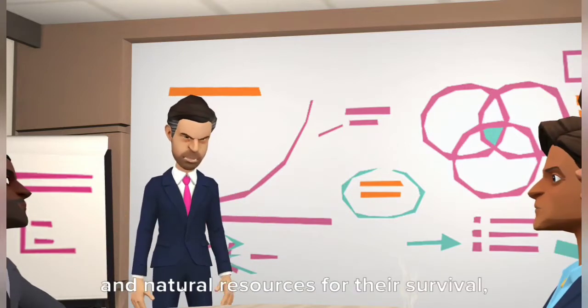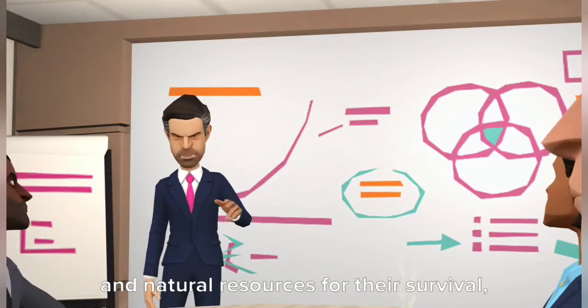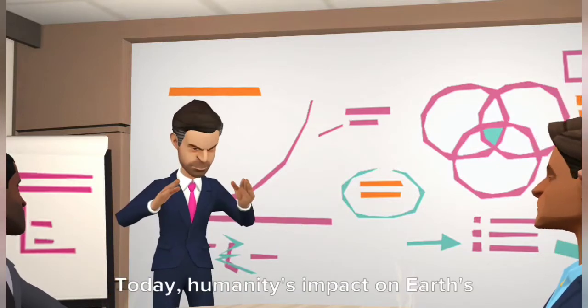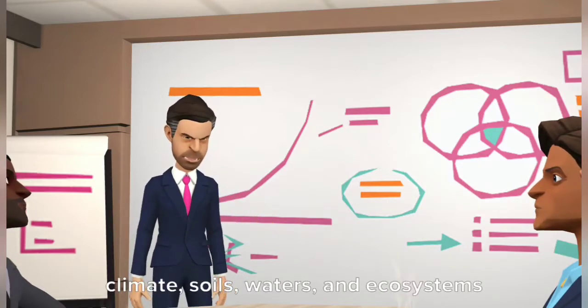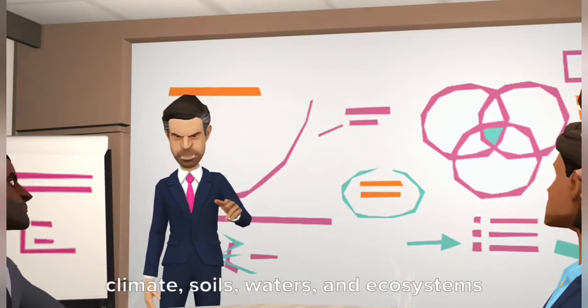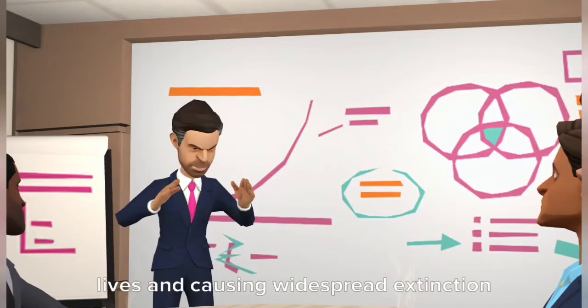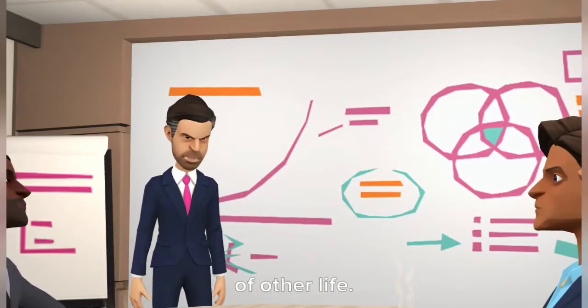Humans depend on Earth's biosphere and natural resources for their survival, but have increasingly impacted Earth's environment. Today, humanity's impact on Earth's climate, soils, waters, and ecosystems is unsustainable, threatening people's lives and causing widespread extinction of other life.